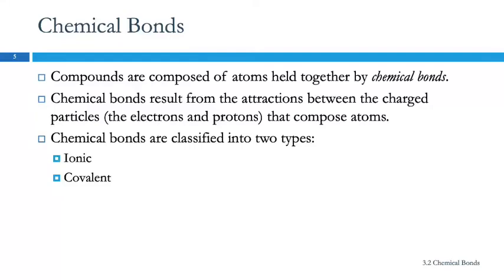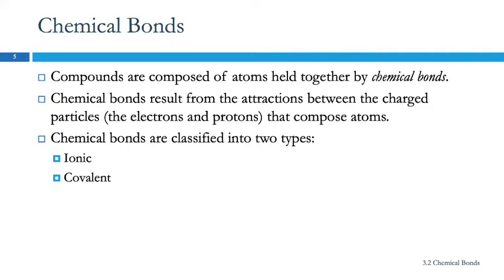What holds elements together into compounds? Well, the atoms of the elements are held together by chemical bonds. And chemical bonds, most broadly described, result from the attractions between charged particles that compose the atoms. So we have positive protons and negative electrons in each atom, and the attractions between those are what form the bond. There are different kinds of bonds, though.